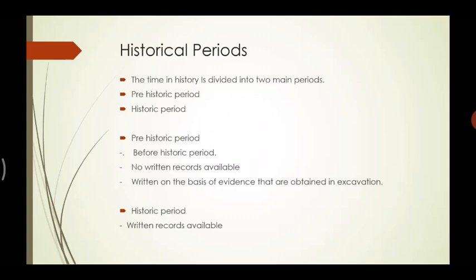Now, in the prehistoric period, written records were not available. There were no written records available to write the history. It is written on the basis of the evidence which was found in the excavation. Now, what is the historic period? The historic period is where we have got the written records, right? On the basis of that written record, the history is written. For example, the prehistoric period belongs to the Stone Age and the Three Ages. You all must have heard about the Stone Age, man. So the prehistoric period belongs to the Stone Age.